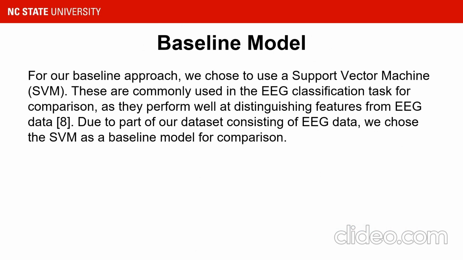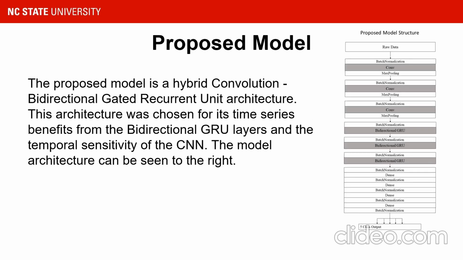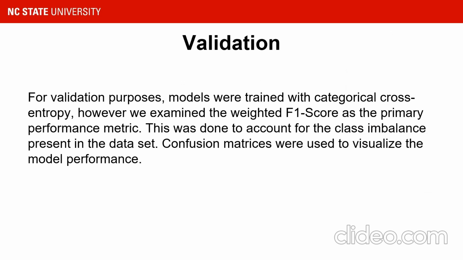For our baseline model, we chose to use a support vector machine, or an SVM. These are commonly used in EEG classification tasks for comparison, as they perform well at distinguishing features from EEG data. And since our dataset consists of EEG, EMG, and EOG, we felt like it would be a good step. The proposed model that we use here is a hybrid convolutional bidirectional gated recurrent unit model, henceforth referred to as the CNN GRU model, because that's a bit of a mouthful. But we hope that the GRU layers would improve a time series understanding, whereas the CNN would improve the temporal sensitivity of the feature extraction.